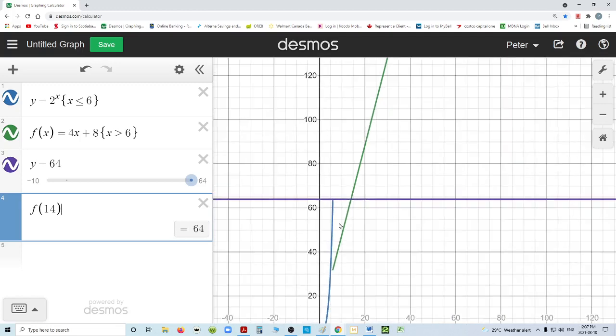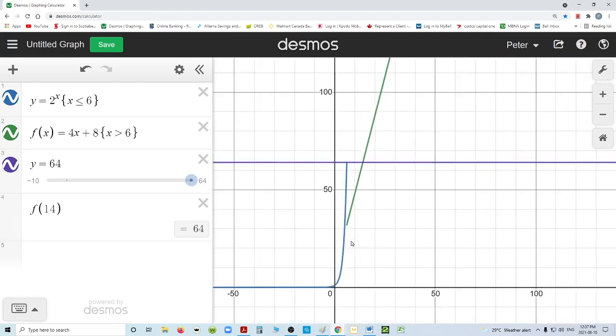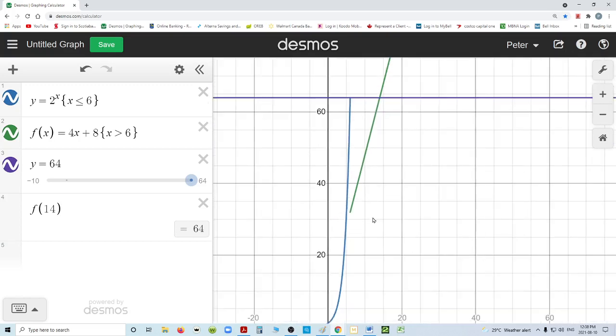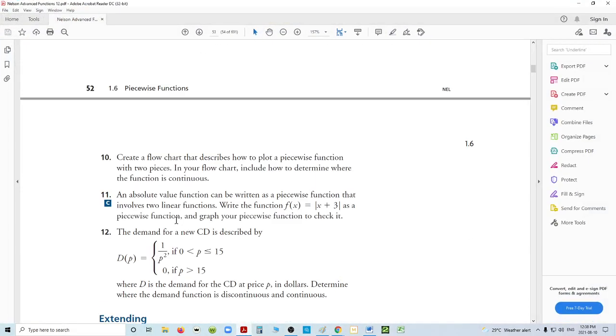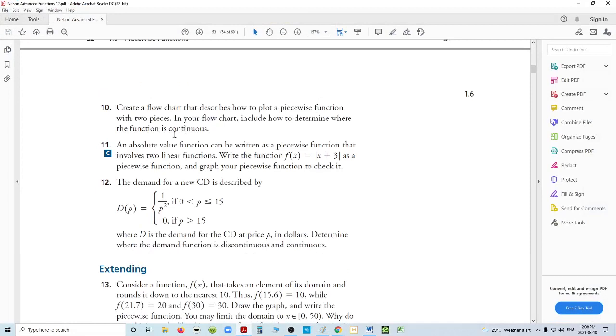And these tools, Desmos especially, are fantastic for graphing and understanding the graphs. I strongly urge you to both be able to draw it, but use Desmos to verify your logical conclusions. All right. Create a flowchart that describes how to plot a piecewise function with 2 pieces. Now, leave that to your teacher.